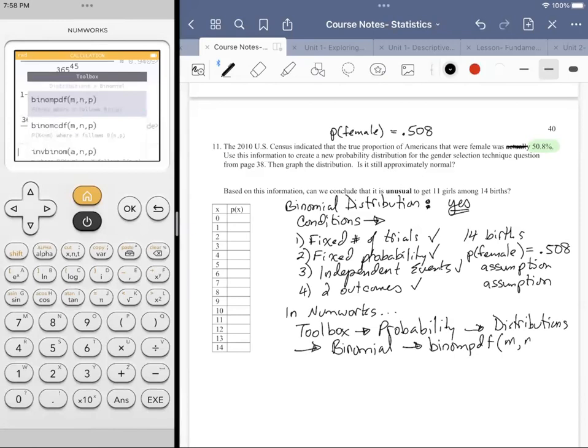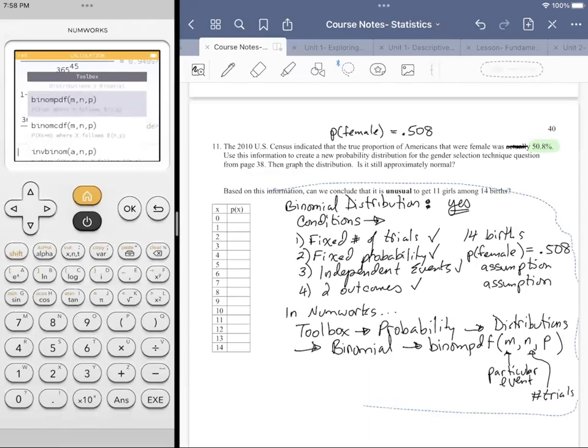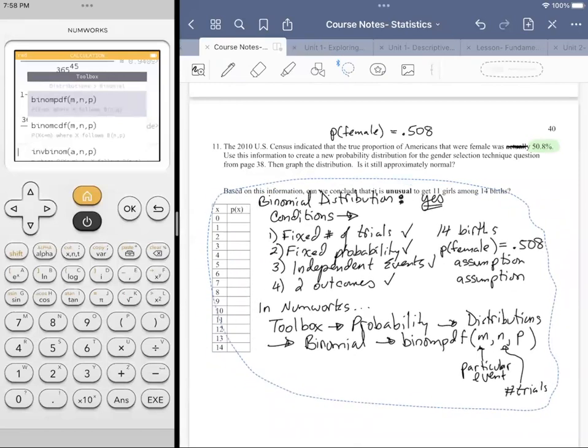M, N and P. So the M value is the event that you're looking for. So this is a particular event. The N value is the number of trials. And the P is for probability, specifically probability of success.